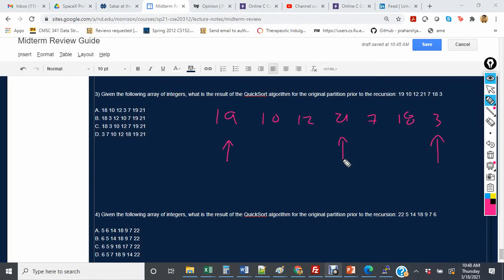We move the right arrow until we find a value that is less than the partition. So we have already found it. At this point, we now know that the value at left is greater than the value at right. So we swap.